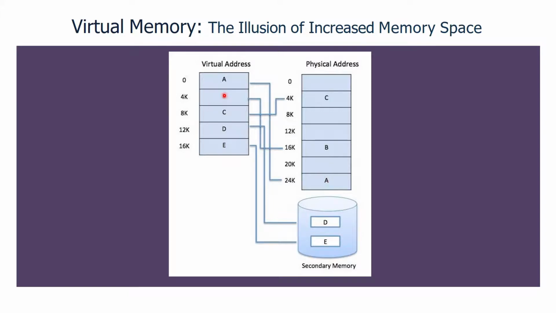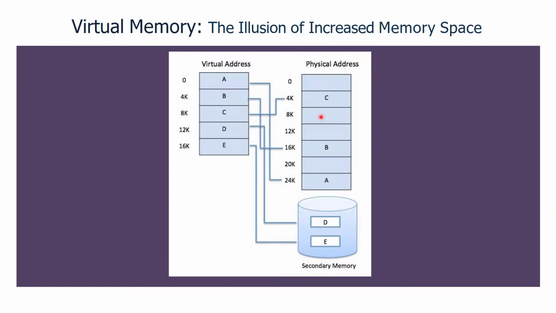Similarly, B is at the 4K virtual address, but it is available at the 16K physical address. Similarly, D and E are in the secondary memory. Secondary memory means the hard disk or something like that. The secondary memory came late when systems were initially designed. Even in the case of the 8085 and 8086, when you study microprocessors, an address by default means a physical address, because in the 1970s and 80s there was no secondary memory, it was only the physical memory.